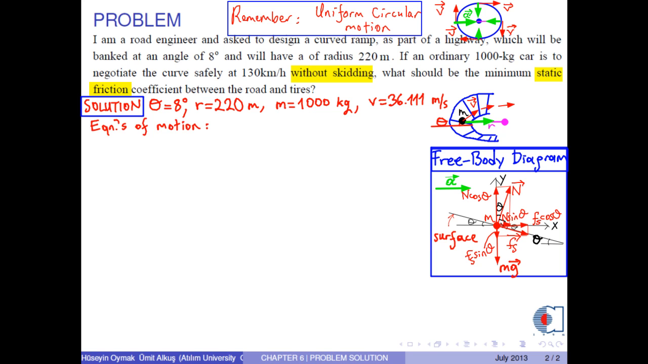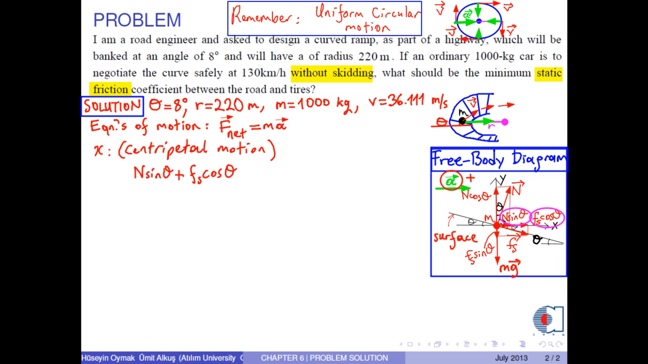Now, we write the equations of motion with the help of Newton's second law, F net equals ma. In order to write the equation of motion along the x-axis, which represents the centripetal motion, we choose the direction of the acceleration vector to be positive. Therefore, the net force becomes N sine theta plus Fs cosine theta, which is equal to m a_r, where a_r is the radial acceleration, that is centripetal acceleration, with the formula v squared over r.